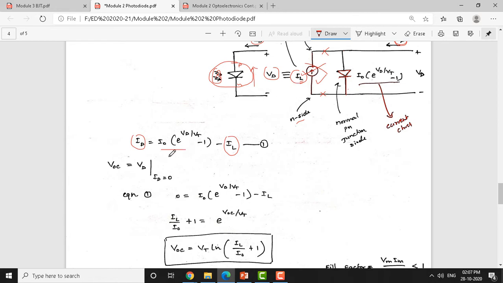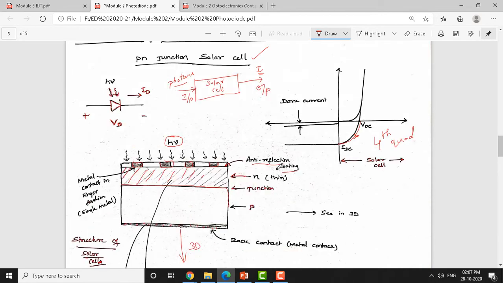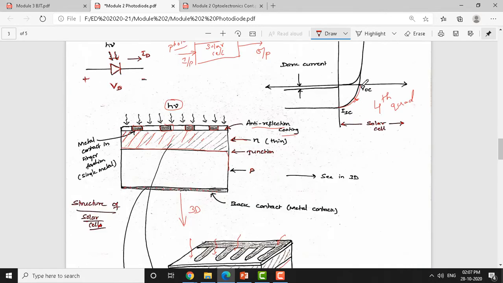Now, let us calculate the extreme conditions, the open circuit voltage and the short circuit current. The reason for doing this is that I am trying to estimate the limits. As we said already, to extract energy and use this solar cell as an energy source, we must operate in the fourth quadrant. So, in the fourth quadrant, we find the extreme limits.